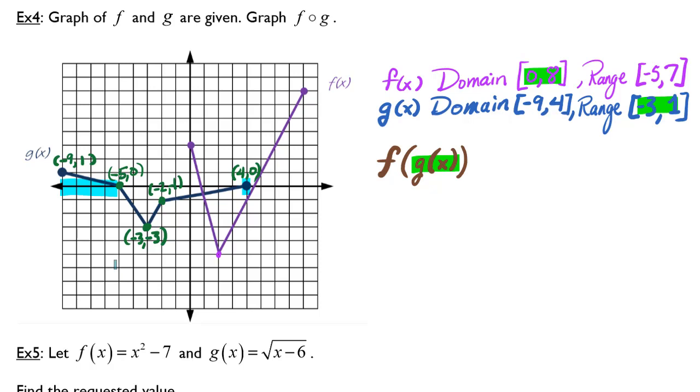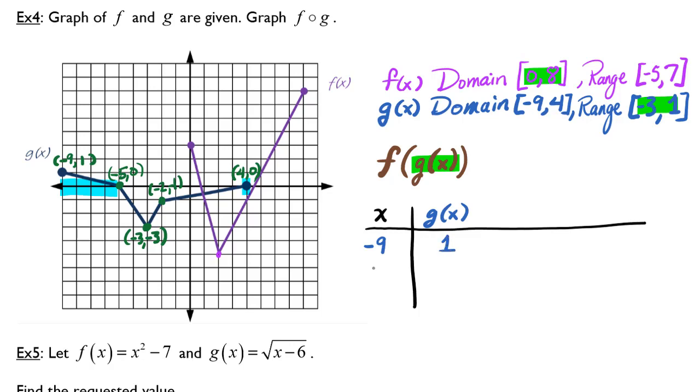So let's pick the values of x that will give us g of x that is defined. We know we can have a -9. That will give us a 1 as an output for g of x. We can have a -5. That will give us an output of 0 for g of x.